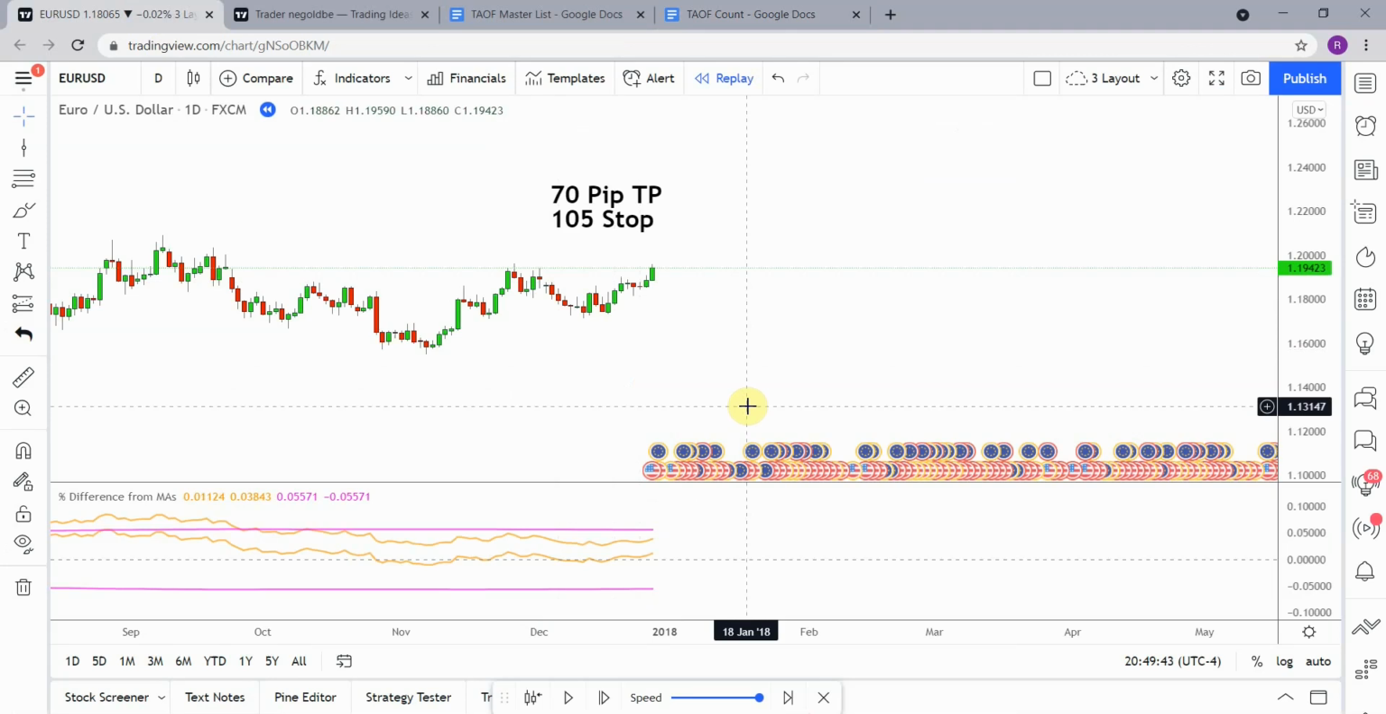Welcome back, viewers. Today we will be testing the percent difference from MA's indicator.